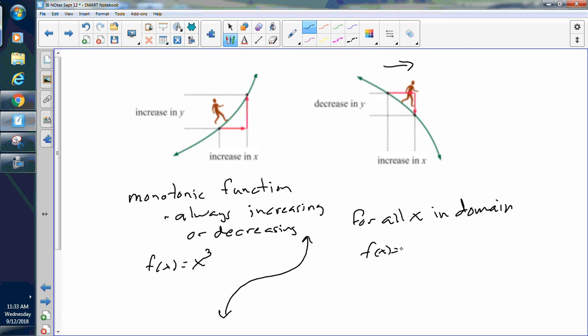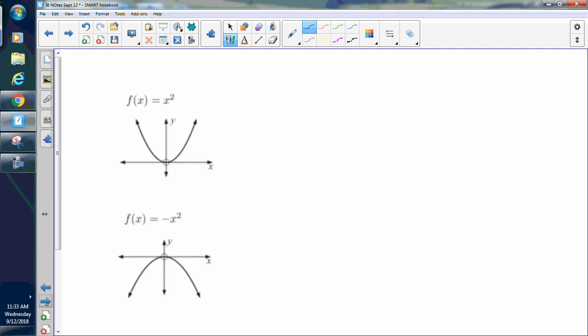F of x equals square root of x would also be monotonic because its graph starts at 0, 0 and increases. So some notation, some terminology. Now, if f of x equals x squared, we can look at the graph and know from 0 to infinity it's increasing. And the same thing for f of x equals negative x squared. From 0 to infinity it's decreasing.